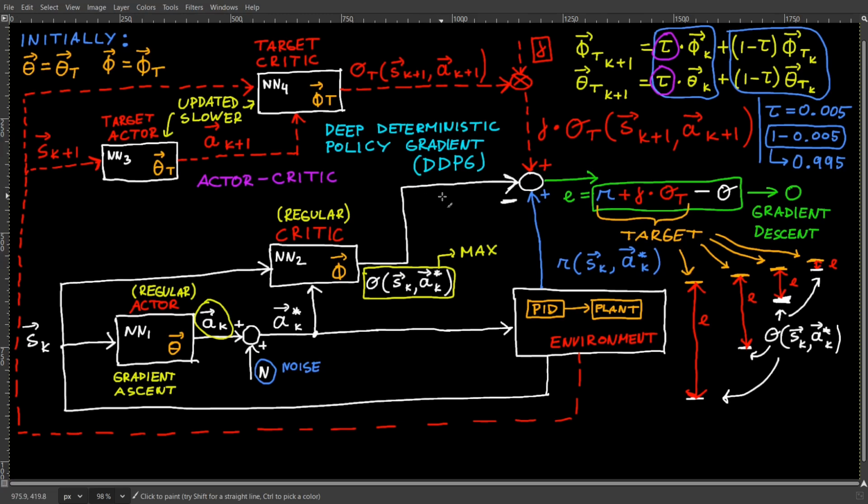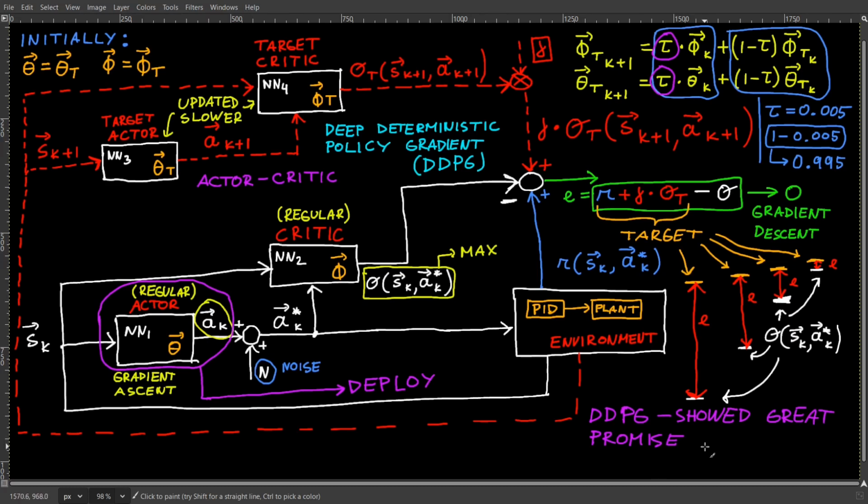Finally, once you have trained DDPG enough, when you deploy it on your hardware or in your simulation, you will simply take this regular actor and this is what you will deploy. Your trained actor will take in the states and output the actions based on those states. DDPG showed great promise, but it still had issues, and that's why TD3 was created to address those issues. DDPG is the predecessor of TD3, and so let's talk about it in the next video.